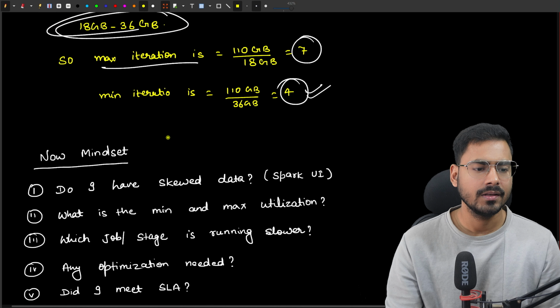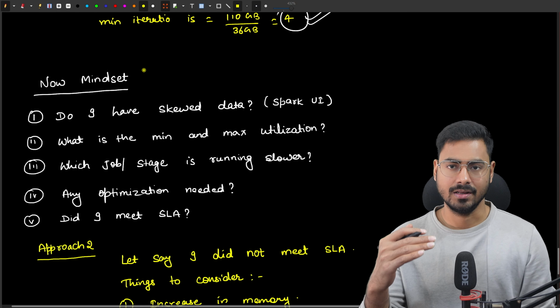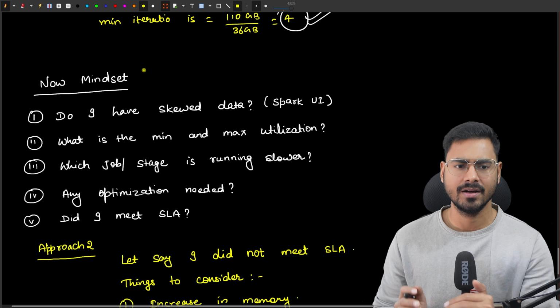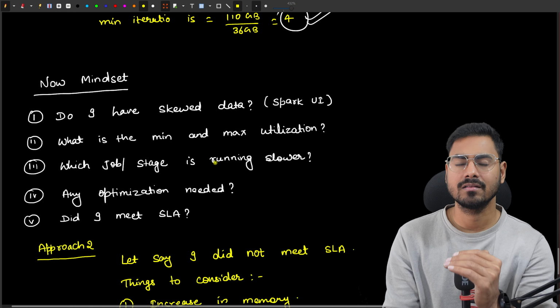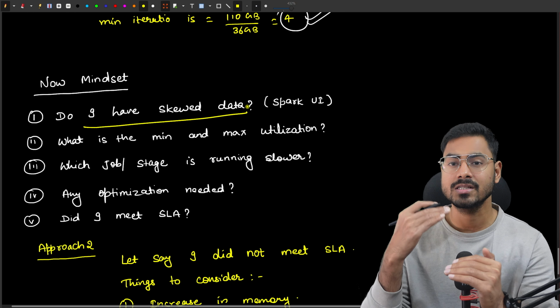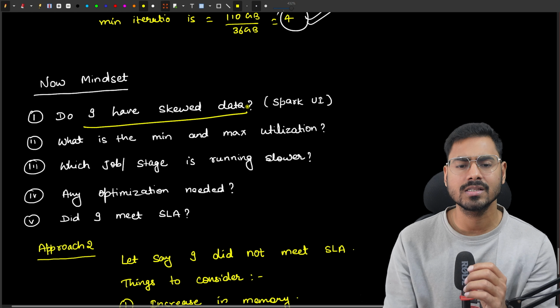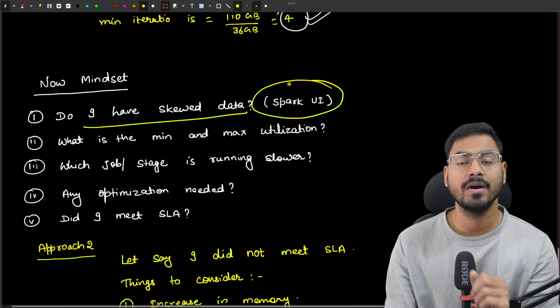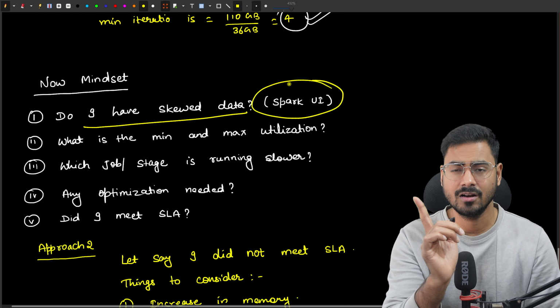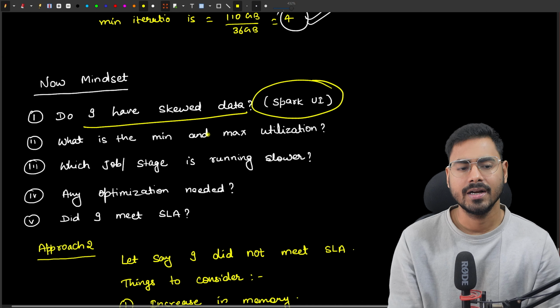Now, what will happen next? I'll say, okay, this is the approach I have taken and this will be done, but the second thing I'll do is go further and see: do I have skewed data? Where will you see this? On the Spark UI. On the Spark UI you can see something like 199 out of 200 tasks done, and one task is taking a lot of time. That is where you'll come to know, okay, the data is skewed.